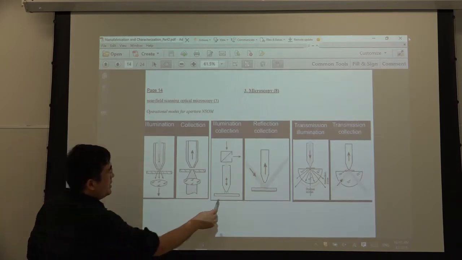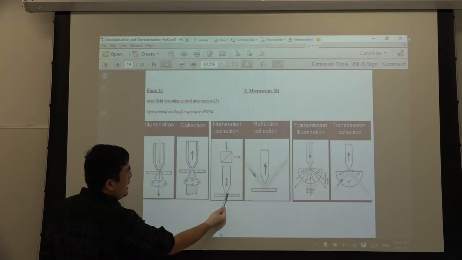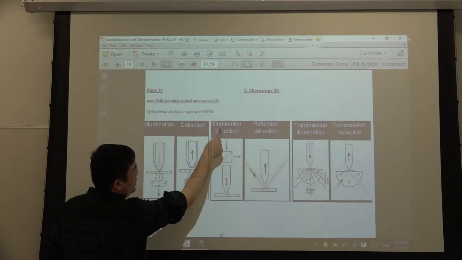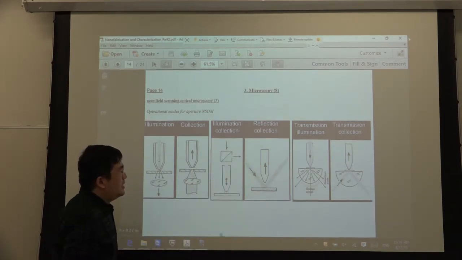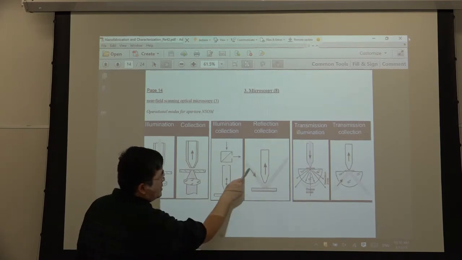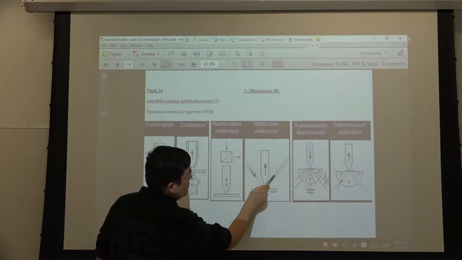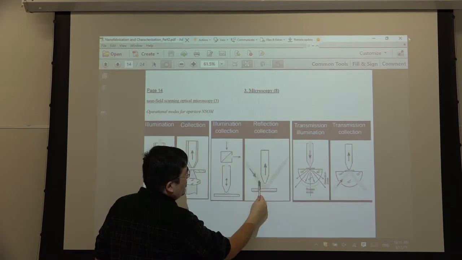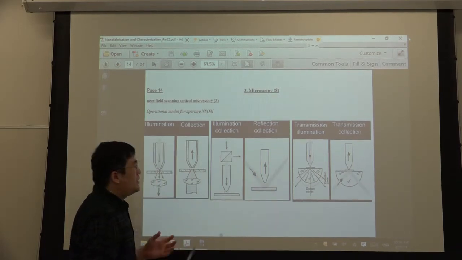Like this mode, they can use incident wave and also collect with a beam splitter, called illumination collect mode. Or maybe they can use reflection. This reflected wave they collect by the tube, called reflection collect mode. There are many different collect modes.